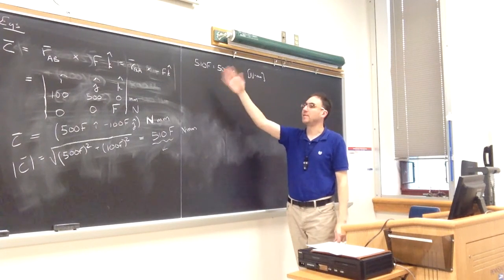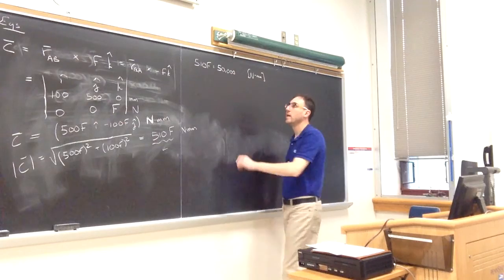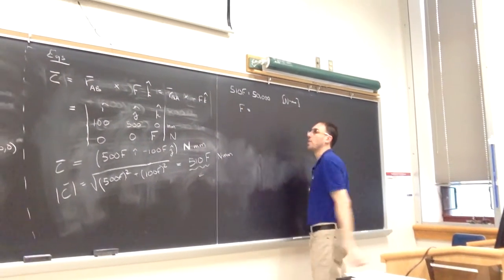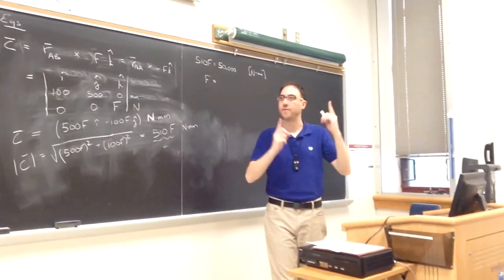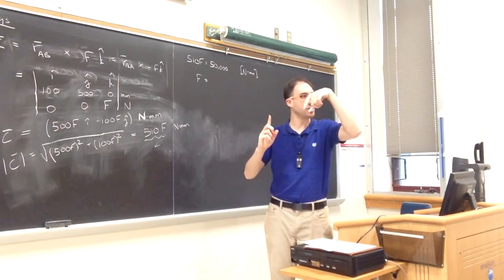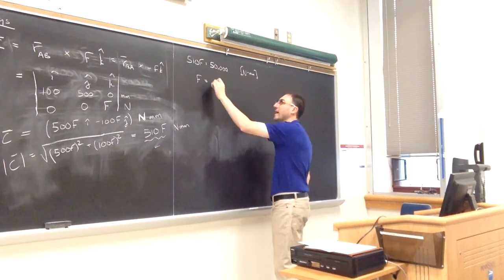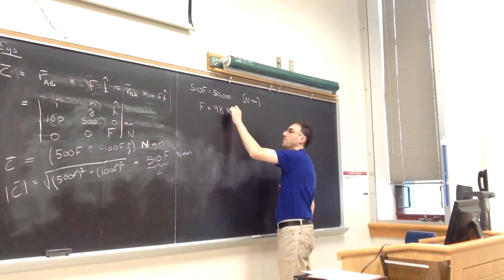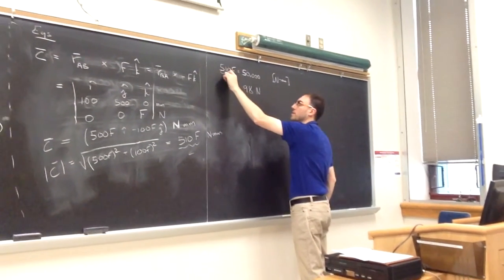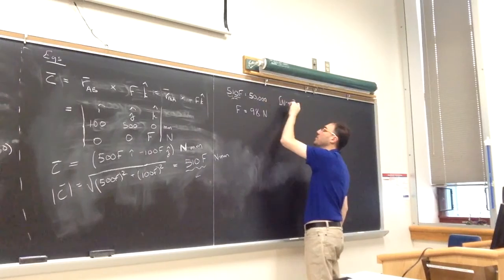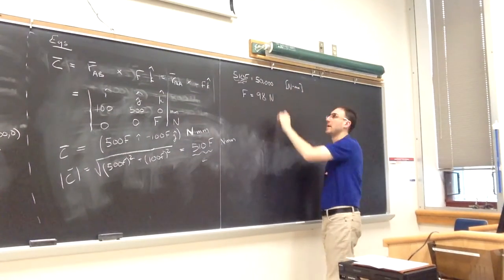At this point, magnitude of C equals the magnitude of C. The only thing I don't know is F. So in order for this to be true, the magnitude of the force at which I'm pushing on the wrenches is going to be 98 newtons. Because this was Newton millimeters, F is going to be measured in newtons.